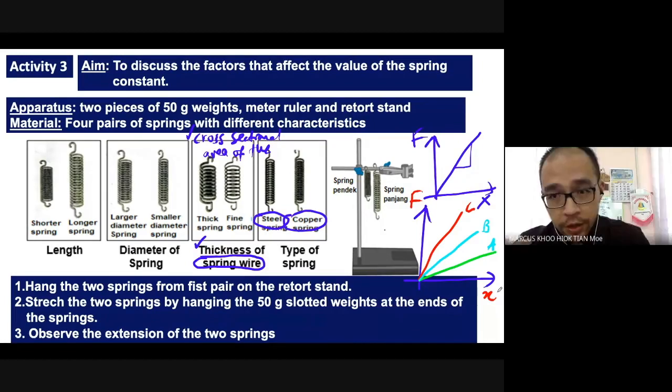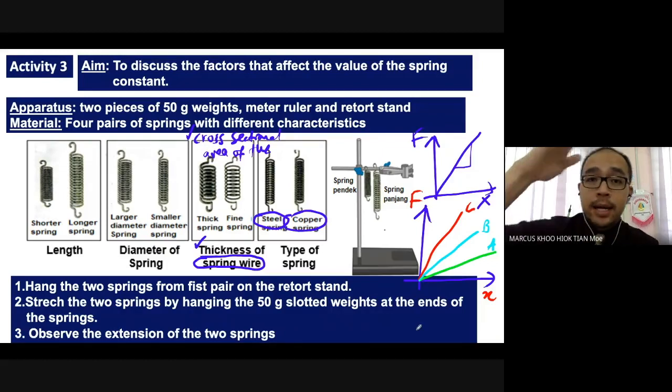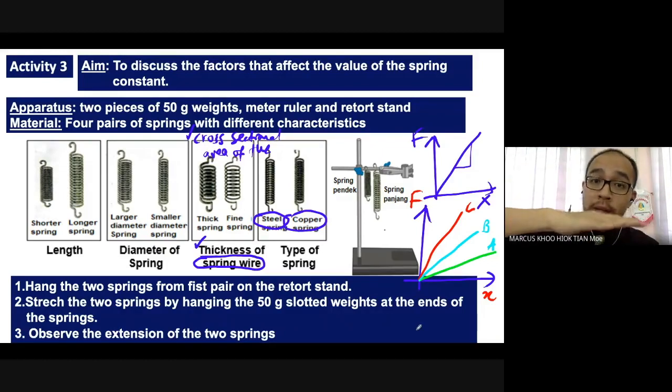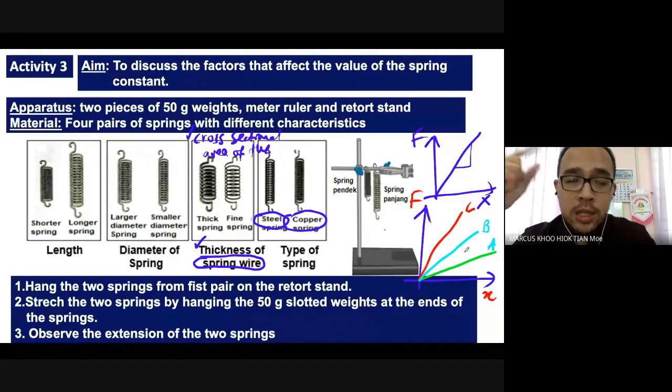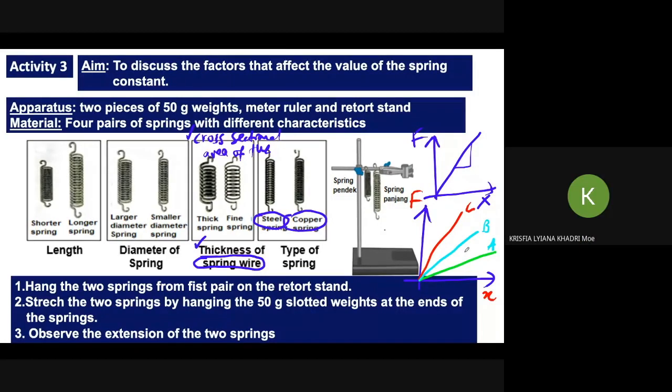C. Okay, C has the biggest spring constant because the gradient is the biggest. Makin dia ke bawah kan, dia kurang condong lah. So A has the smallest spring constant. Okay, in terms of stiffness, dari segi kekerasan spring, which spring is the most stiff? A. A is the most stiff.